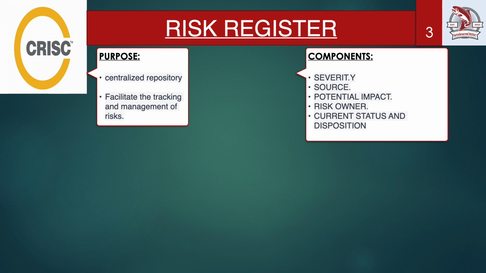After this, it is the risk owner, that is the individual or entity responsible for managing and addressing the risk. Fifth will be the current status and disposition. Friends, it is the present state of the risk and its current management strategy. After this, we'll discuss the comprehensive risk coverage.